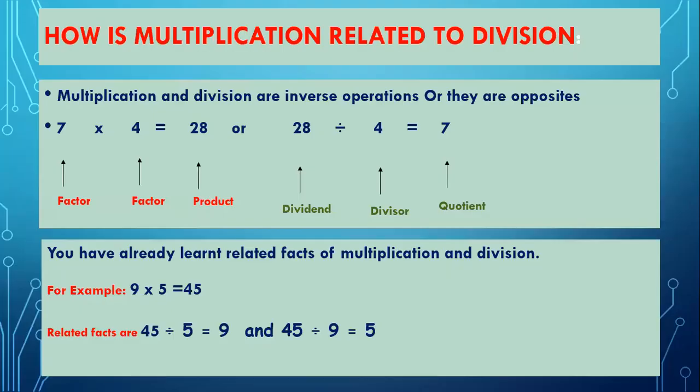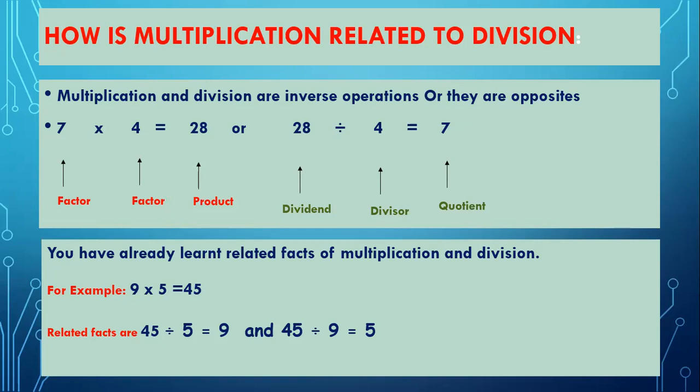Now, how is multiplication related to division? Multiplication and division are inverse operations, or they are opposites. For example, 7 times 4 is 28, where 7 and 4 are the factors and the product is 28. And 28 divided by 4 is 7. So you know what's the dividend, what's the divisor, and what's the quotient.